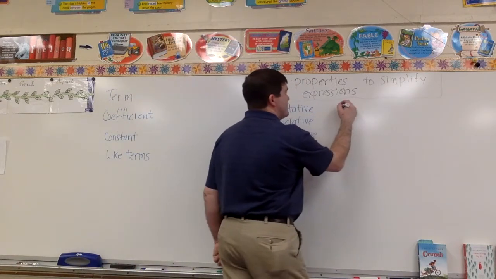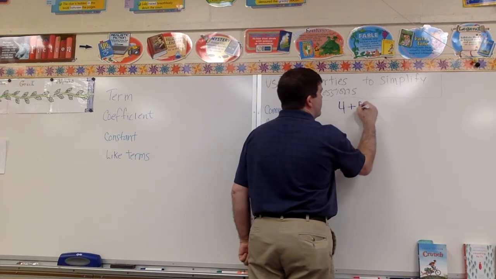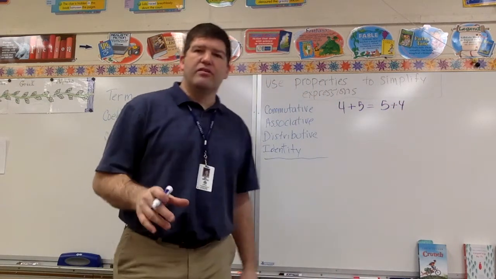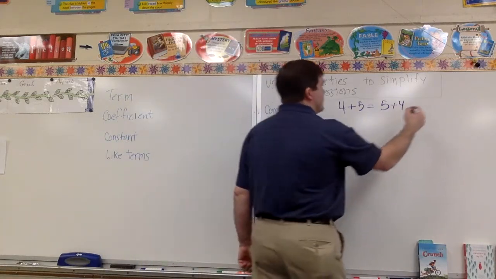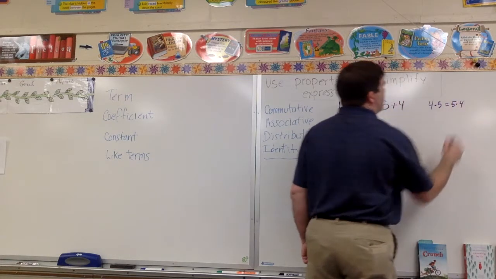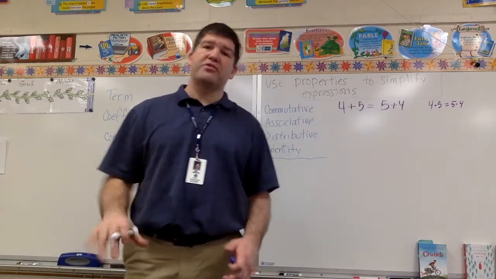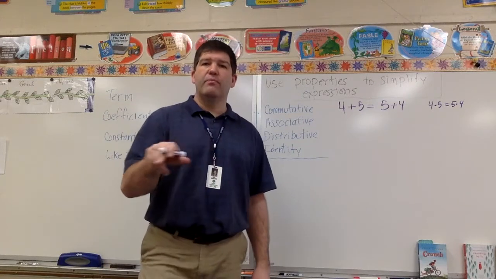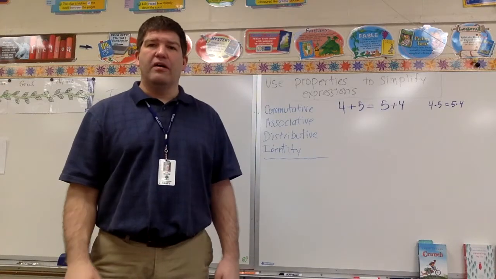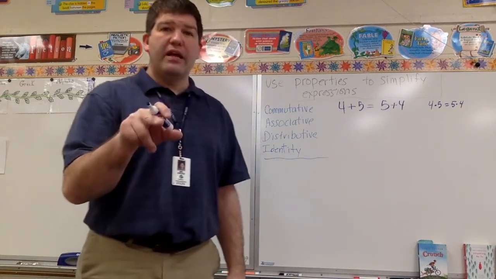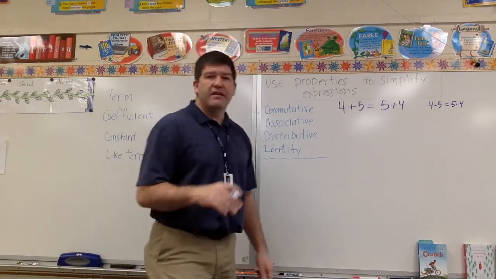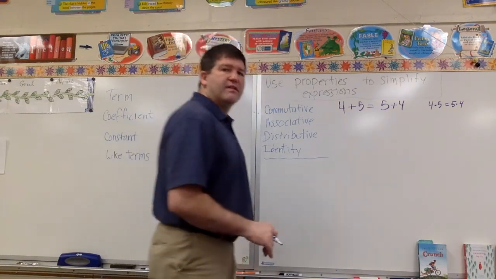So commutative says 4 plus 5 equals 5 plus 4. You can do multiplication and addition, and no matter if it's adding or multiplication, it can go either way. 4 plus 5 or 5 plus 4, it's going to be the same thing. Commutative, it doesn't matter what the order is, but only with multiplication and addition. All right, commutative.